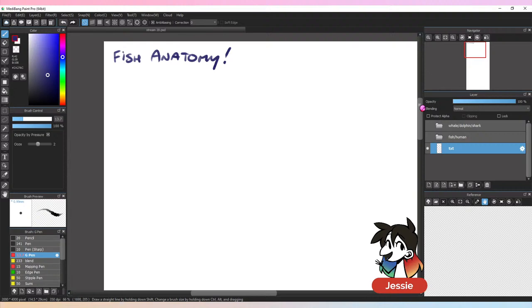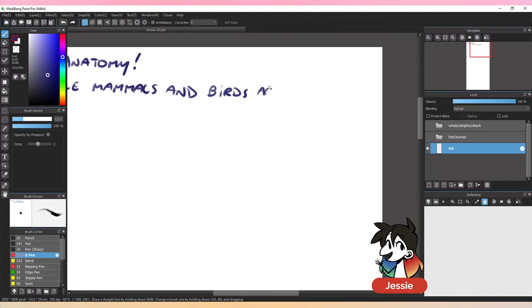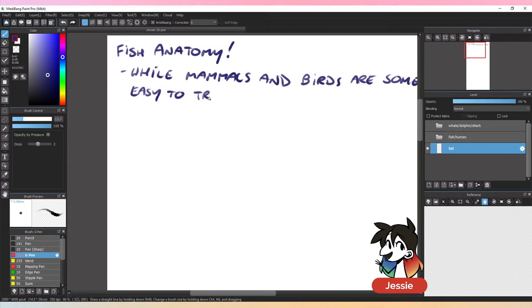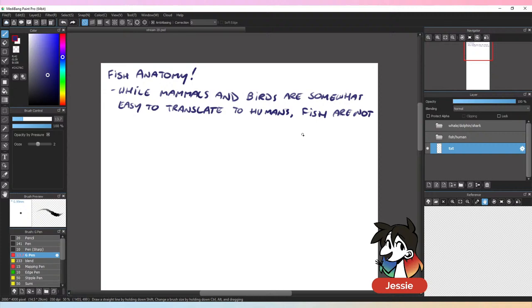So, fish are a huge jump from birds and mammals, right? Mammals and birds are somewhat easy to translate to humans. Fish are not. You look at a fish, and there really isn't that much similar between a human and a fish, right?